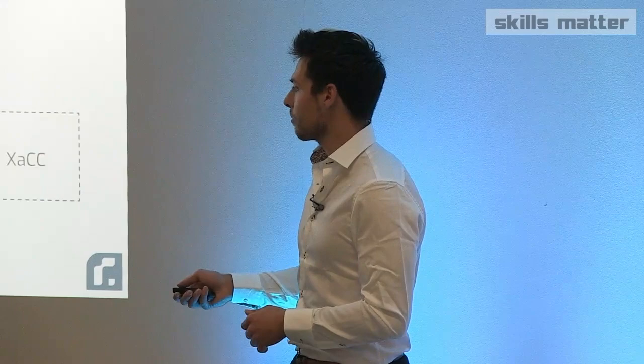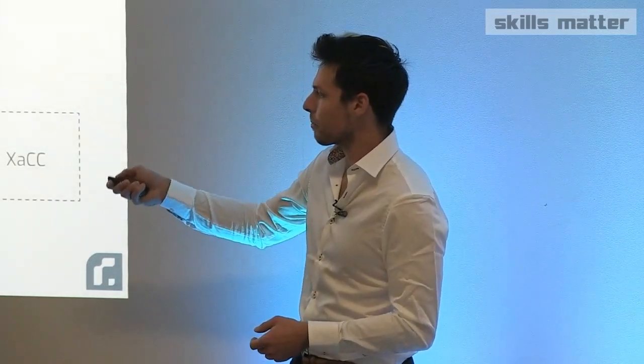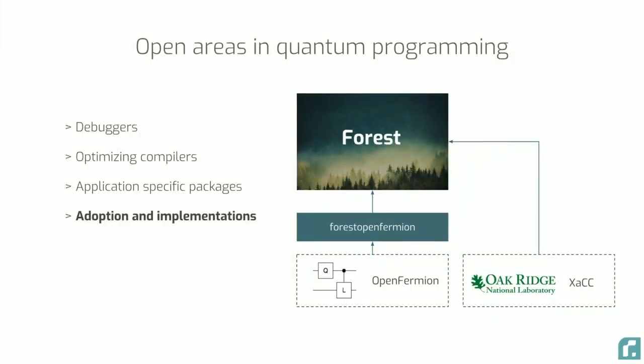If we work together, release code, make integrations, so for example, Forest integrates with Open Fermion through this little package. And just as an example call out, there's a programming language developed by Oak Ridge National Laboratory in the States called XACC, which integrates and calls Forest, but also calls other libraries, and it's open source. We can learn from each other about what works and what doesn't work in quantum programming when we actually produce these implementations and show how things happen.